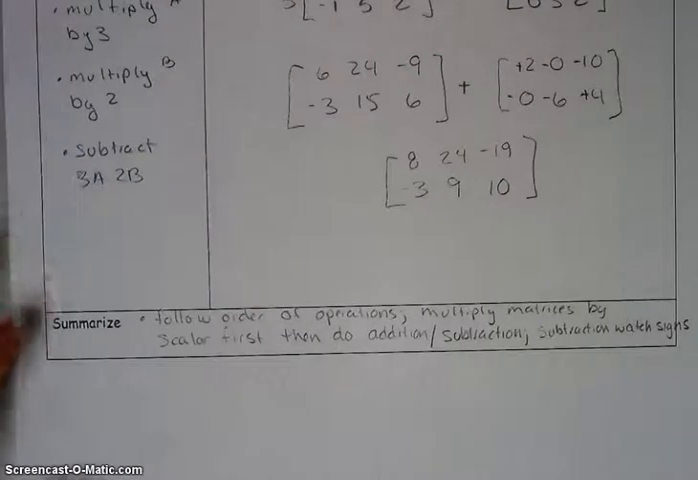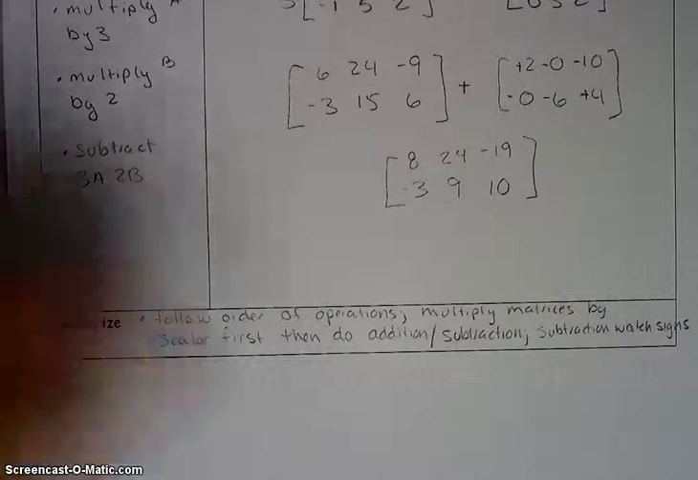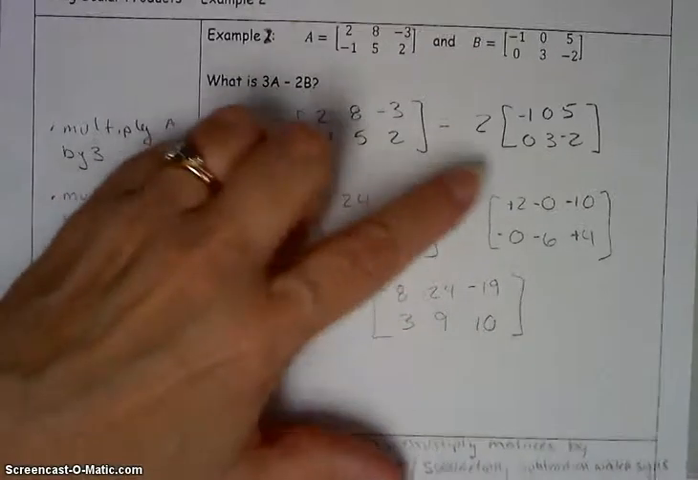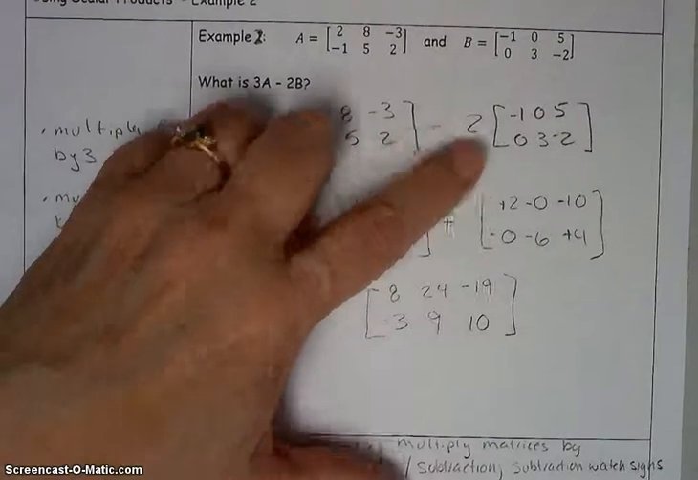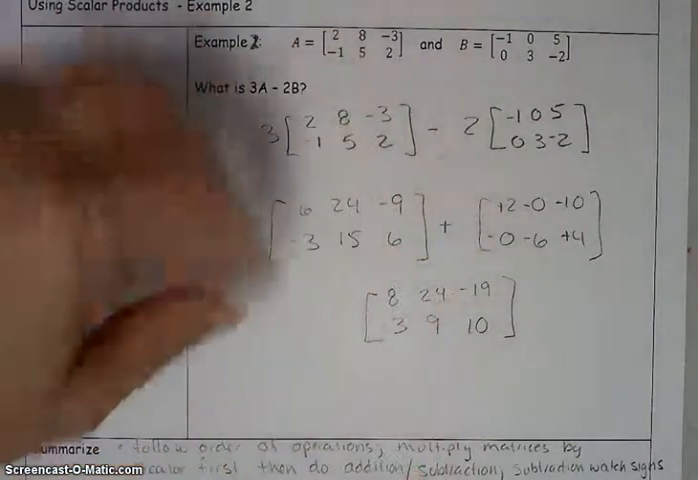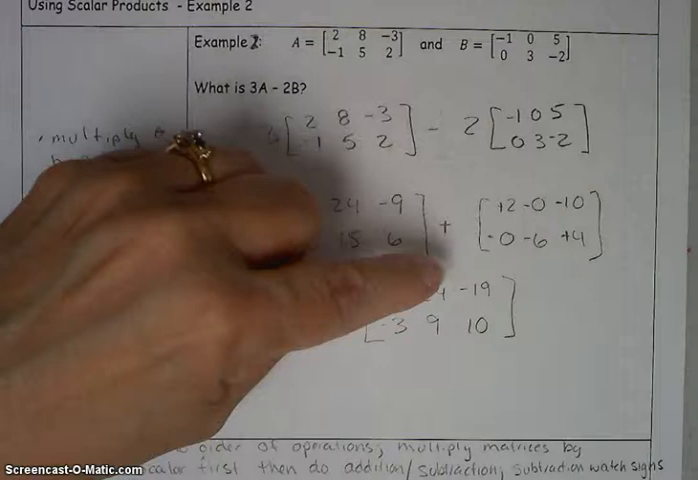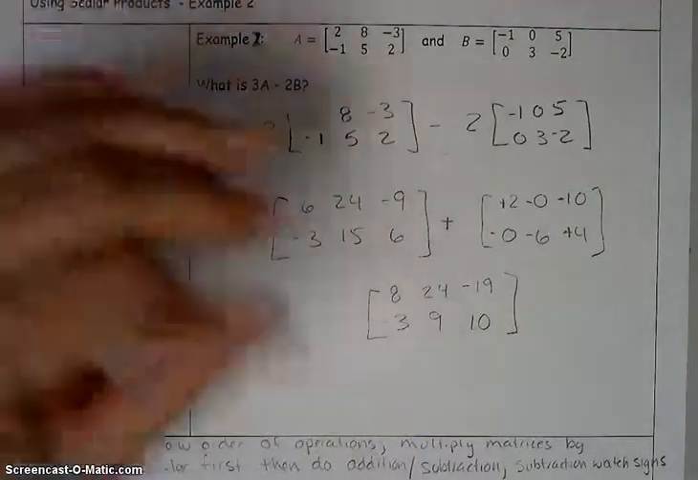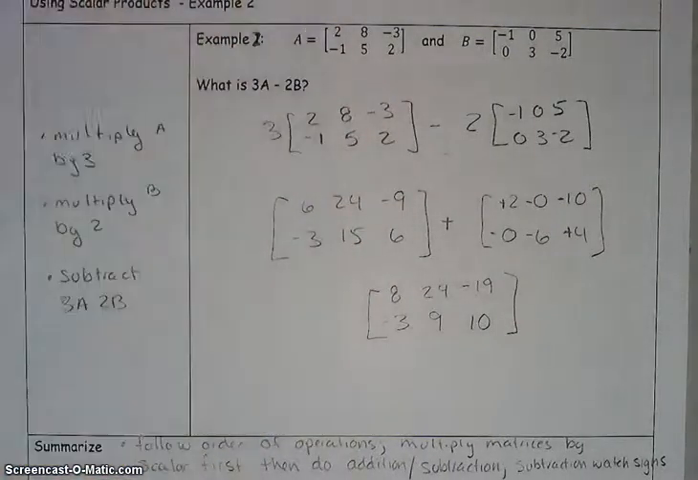Okay, to summarize this problem here, you want to follow your order of operations, multiply your matrices by the scalar first, then do addition and subtraction. And just remember, on the subtraction, to watch your signs. Up here I talked about how we could have multiplied this through by negative 2 and changed it to an addition problem, but I waited until the very end to show you all how to do the whole changing of the signs. So just remember when you're subtracting to watch your signs.